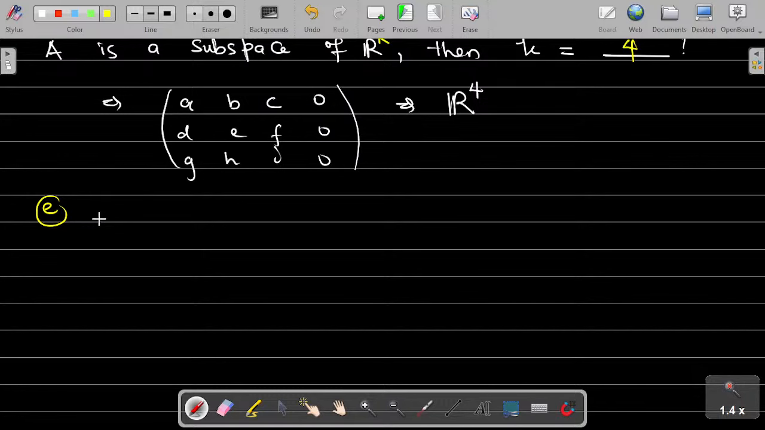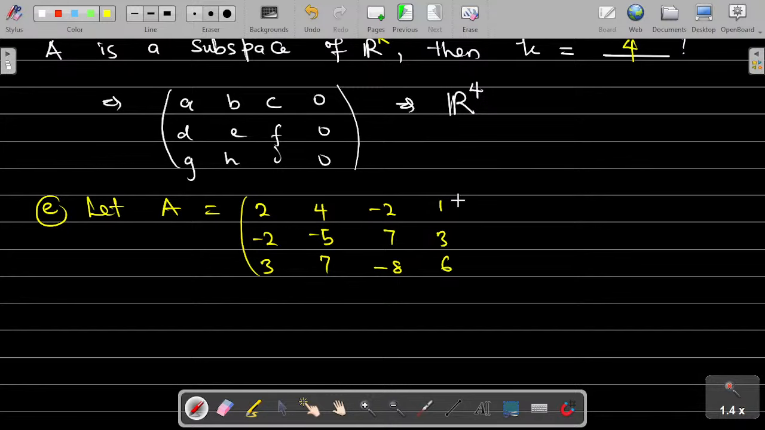All right, so then E says let A be equal to, so you have 2, minus 2, 3. Then here you have 4, minus 5, 7. Then here we have minus 2, 7, minus 8. Then you have 1, 3, 6.